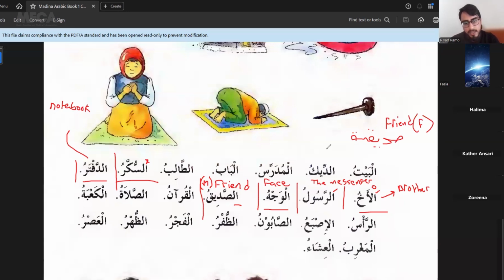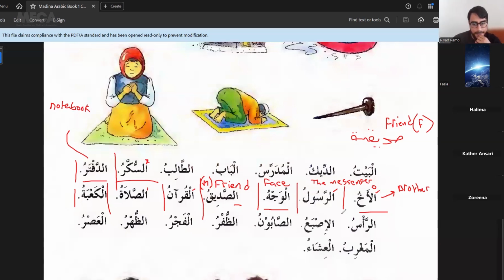Next one. I'll read these three. Al-Qur'anu. The Quran. As-salatu. The prayer. Al-Ka'batu. The Kaaba. Good. Okay, go ahead, Fazia.